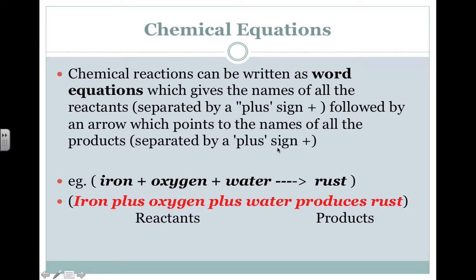And again, we're separated by plus signs. Now, there's not always going to be just one product. There might be multiple at times. But the left side of the equation is the reactant side. Iron and oxygen and water react to produce rust.